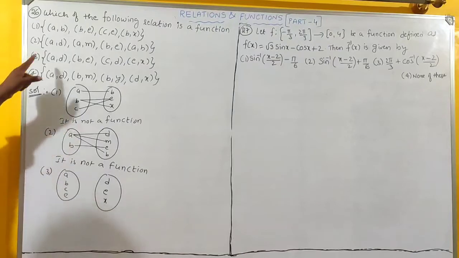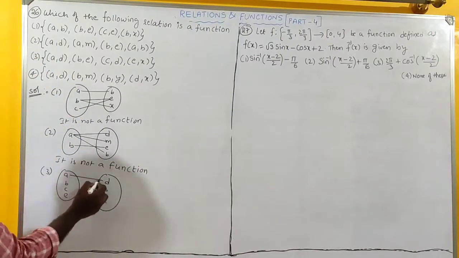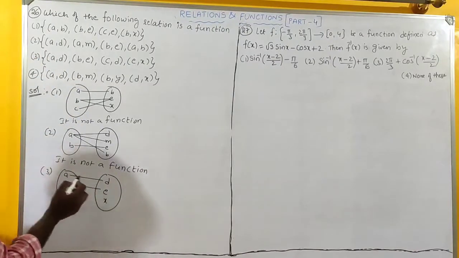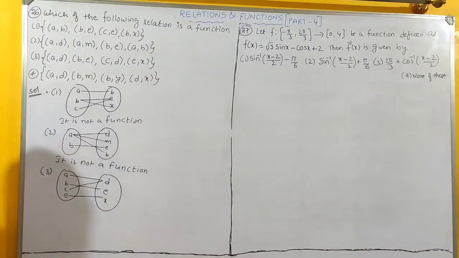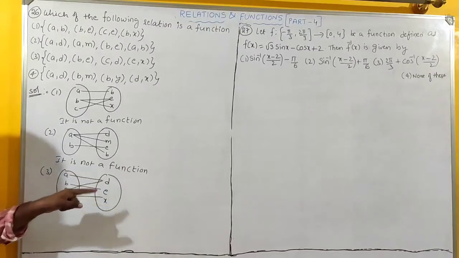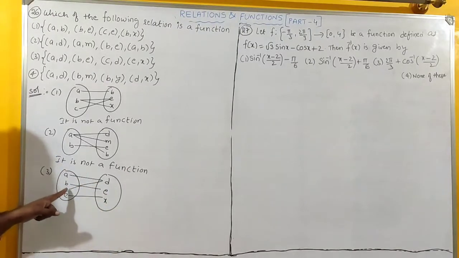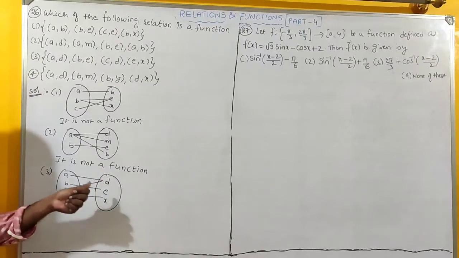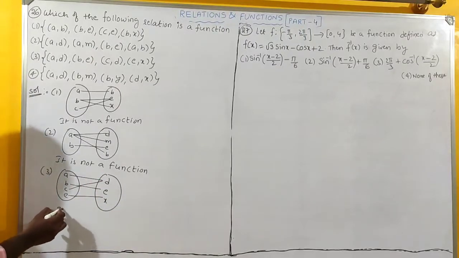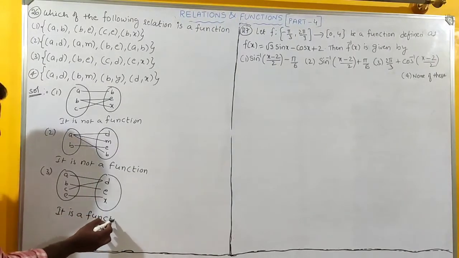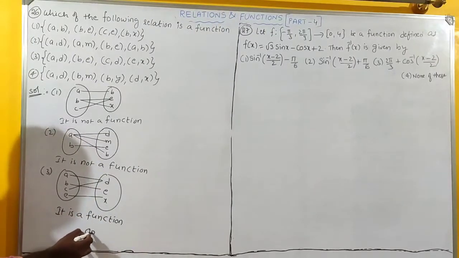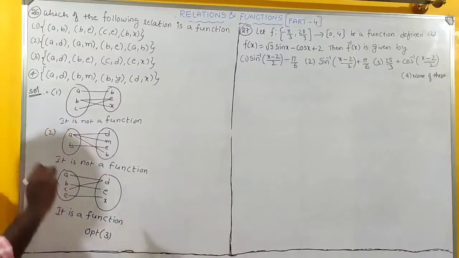Now the third one. A is related to D. B is related to E. C is related to D. E is related to X. Every element is having one and only one image. A is having one image, B is having one image, C is having one image, E is having one image. So therefore it is a function. Now option 3 is the correct answer.